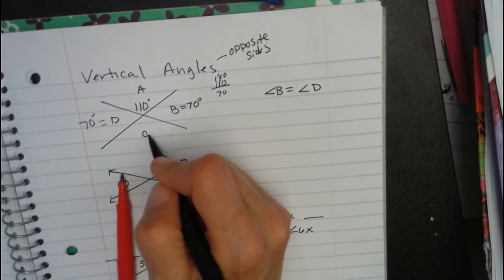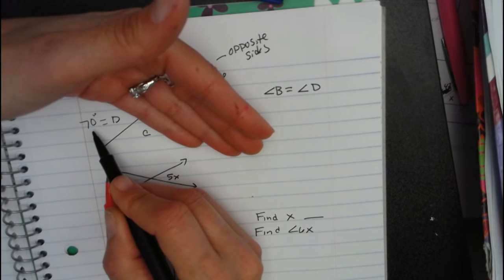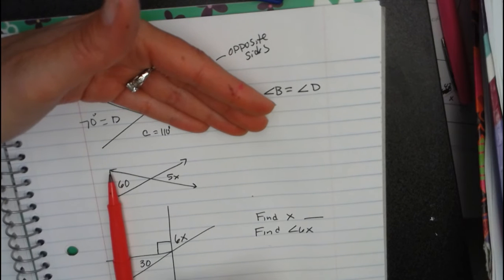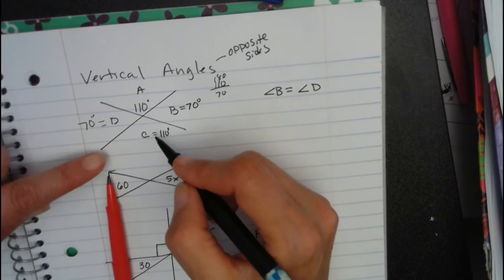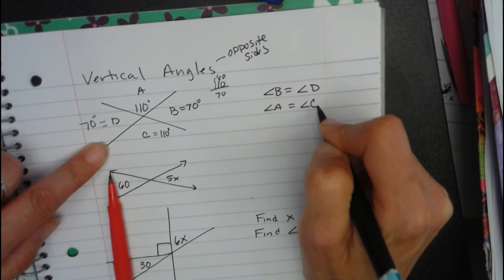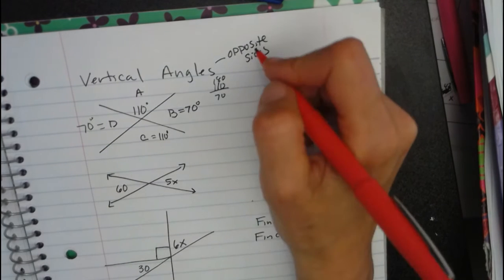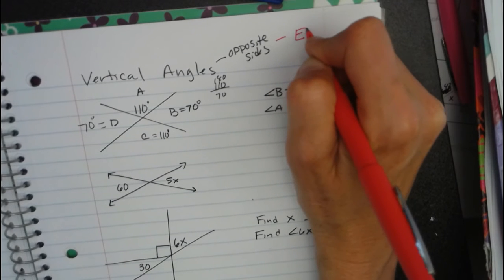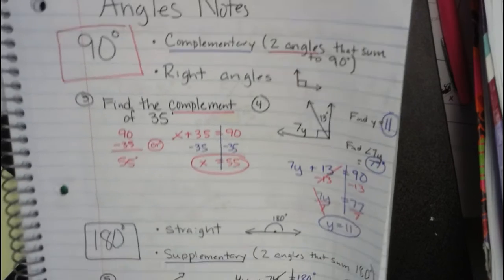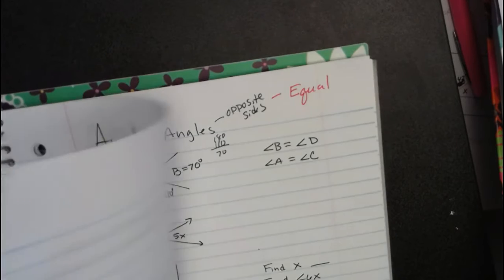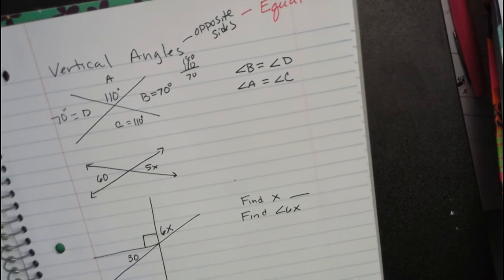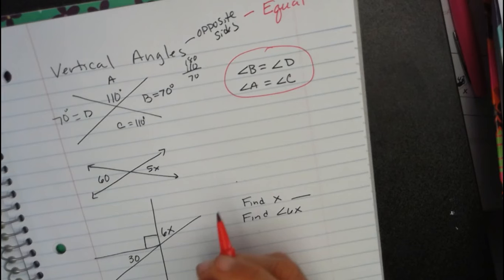Let's look down here at angle C. Well, this is 70, so this would need to be 110 because they need to be supplementary as well. So that means that A and C are equal as well. So the vertical angles, they're on opposite sides, and we're going to see that they are equal. So in this chapter, we've used 90s, we've used 180s, and now we're going to use an equal. So let's try that on a really easy problem here.